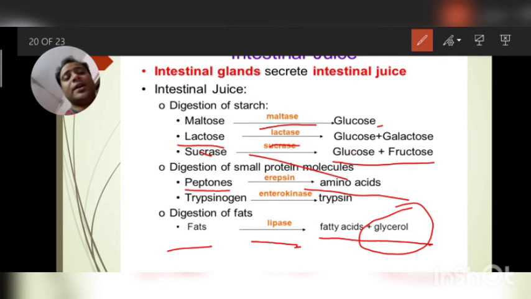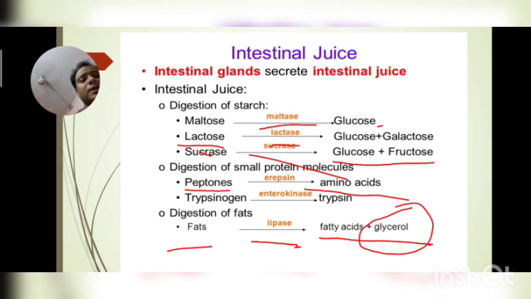Glycerol is a trihydric alcohol, and you will study this in chemistry in the second term, in the Carbon and its Compounds chapter. See, various types of alcohols are there: ethanol, methanol, propanol, but this is glycerol. Glycerol is a trihydric alcohol. Okay, this is how digestion takes place. Here, in the longest part of your digestive system, the digestion process is completed.